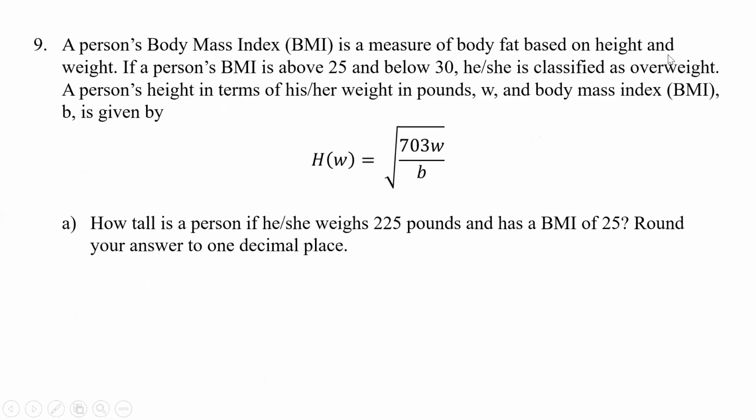All right. Now we have a couple application problems. So with these, what we have to do is read what it's asking, plug in things, and most likely we're going to use our calculator again. So here it says a person's BMI is a measure of body fat based on height and weight. If a person's BMI is above 25 and below 30, he or she is classified as overweight. A person's height in terms of his or her weight W in pounds, and body mass index B is given by the following equation here. H of W is equal to the square root of 703W over B.